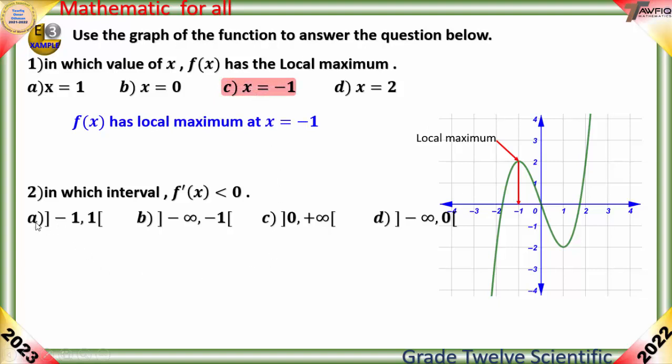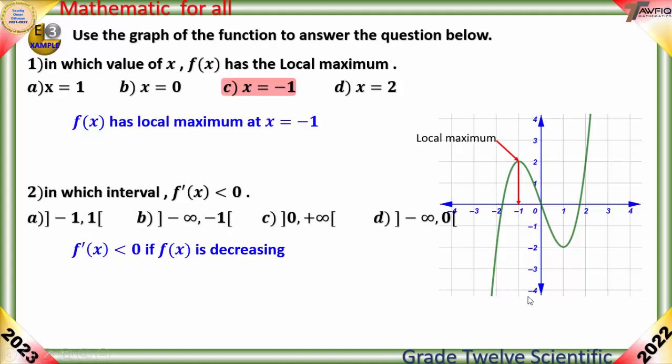The second question: in which interval is f prime of x smaller than 0, that means negative? The f prime of x is negative at an interval of decrease, when the function f(x) is decreasing. f prime of x is less than 0 if f(x) is decreasing.